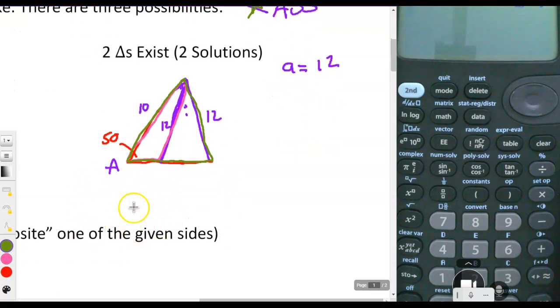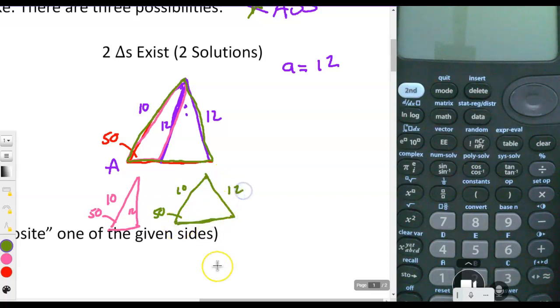So if I broke this up into 2 separate triangles, you would be able to give me the information for this triangle. That's 10 and that's 50, and that's 12 for that one. And then there's also the bigger one, where that's still 50 and that's still 10, but the other leg is over here, and that's 12. So find all the information for both of them.